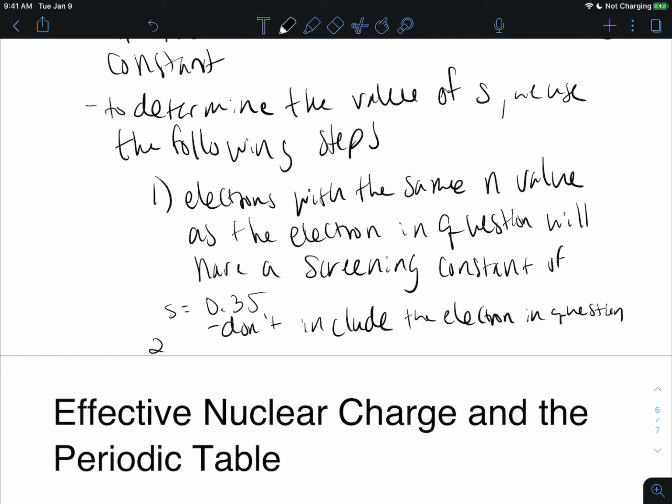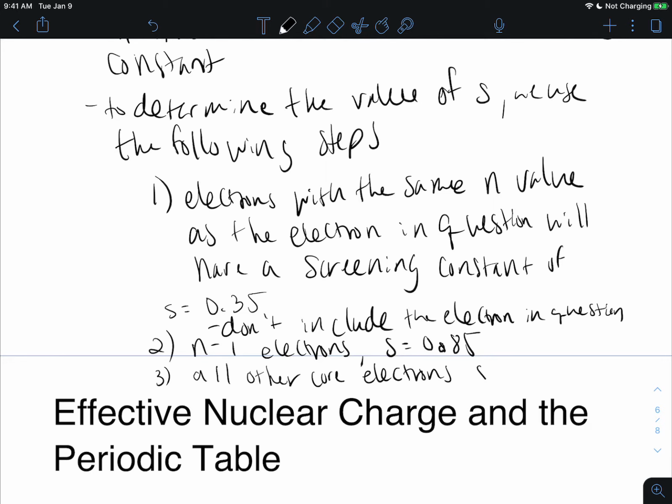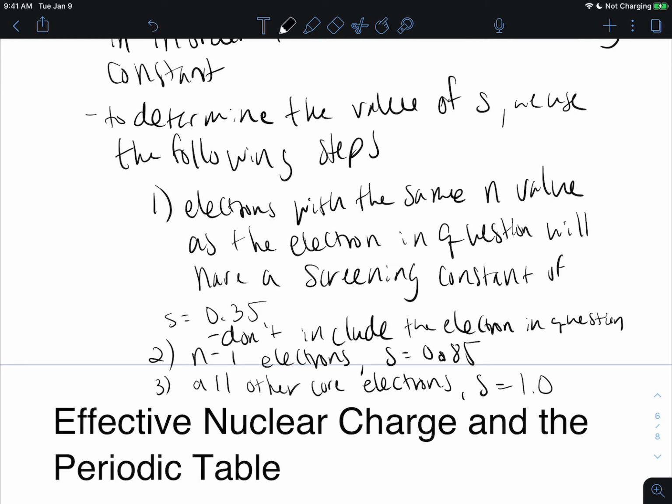And then next, n minus 1 electrons, S is equal to 0.85, and then all other core electrons, S is equal to 1.00.